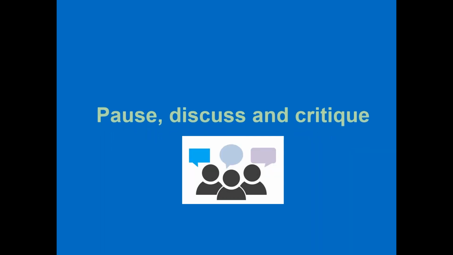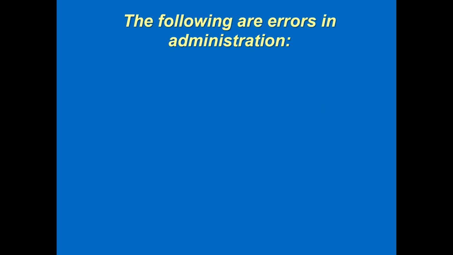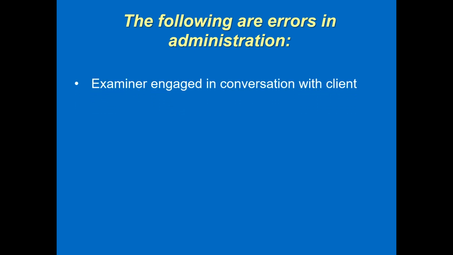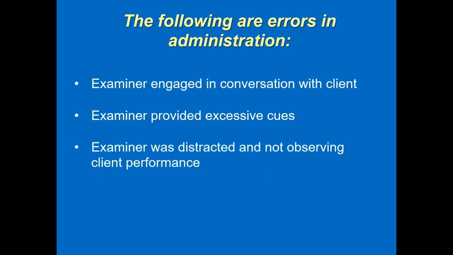Critique the previous performance and identify any errors or suggestions you would provide to the examiner. The following are errors in administration. The examiner engaged in conversation with the client during the task. The examiner provided cues to the client during the task. The examiner took out their phone and used it during administration, failing to observe important features of client performance.